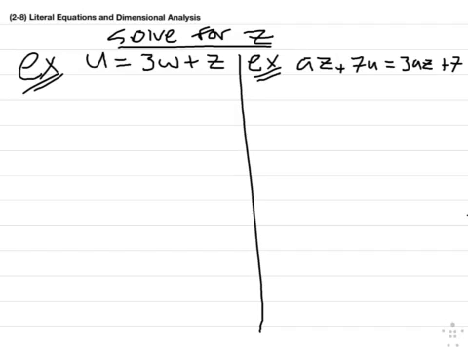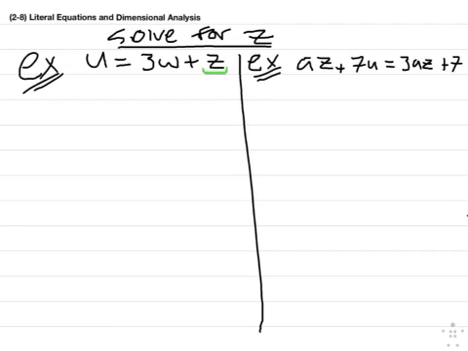Now we're going to choose what we should solve for. Okay, and again, exact same steps. So don't be stressed. Let's try it out. Here's an example. It says solve for z. So I want z by itself. I've got all this stuff: u equals 3w plus z.